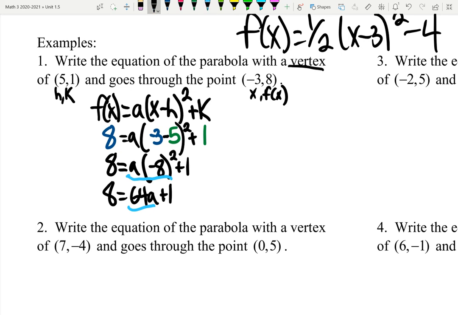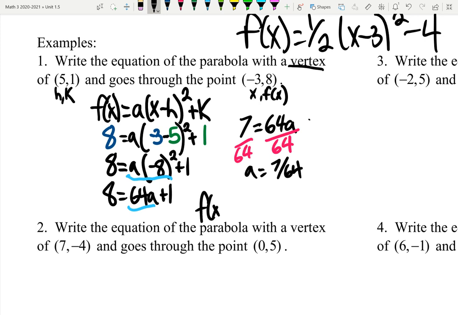Now I'm going to have to use inverses. I'm going to minus 1 from each side, getting 7 is equal to 64a. And then finally, I'm going to divide each side by 64, leaving me with a is equal to 7/64. It is going to be compressed vertically. It is going to be concave up.